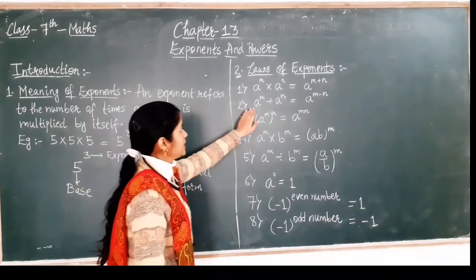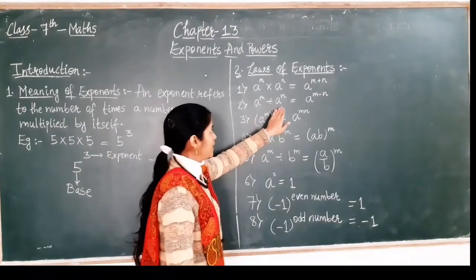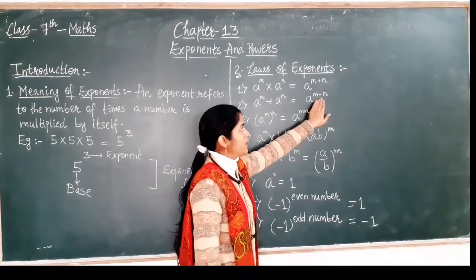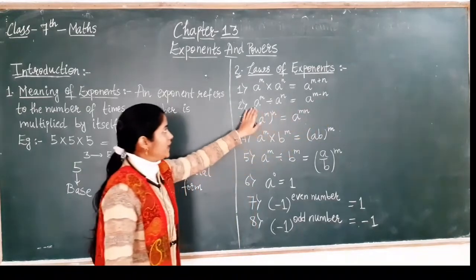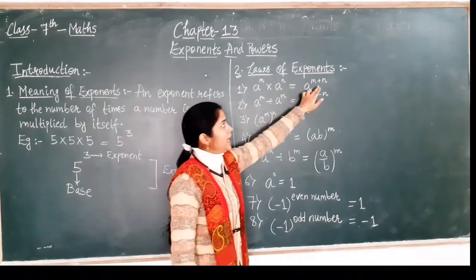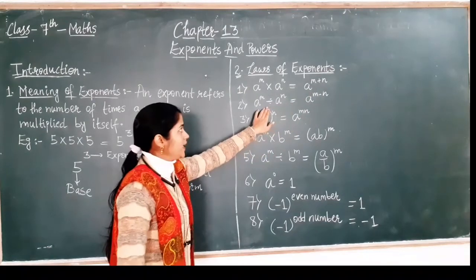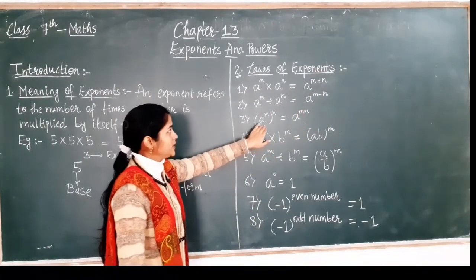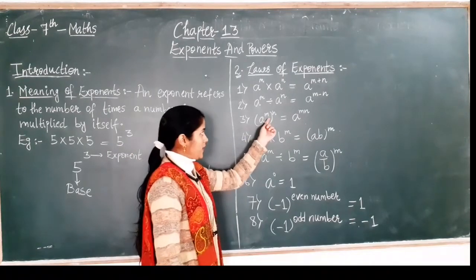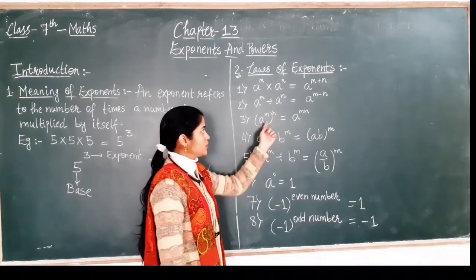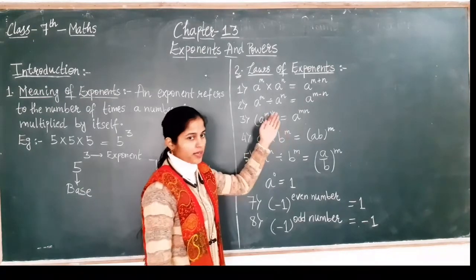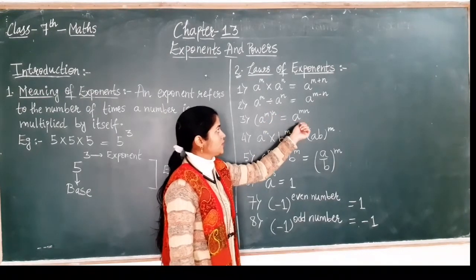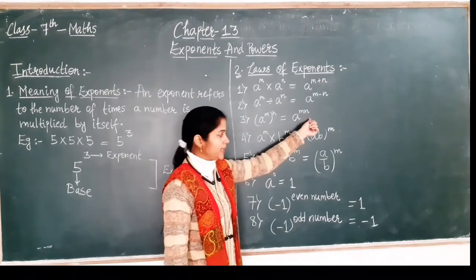The second formula is a raised to the power m divided by a raised to the power n is equal to a raised to the power m minus n. So we have seen that in multiplying we add the powers and in dividing we subtract the powers. Now a raised to the power m whole to the power n is known as power of power. In this, the product is equal to a raised to the power m into n.